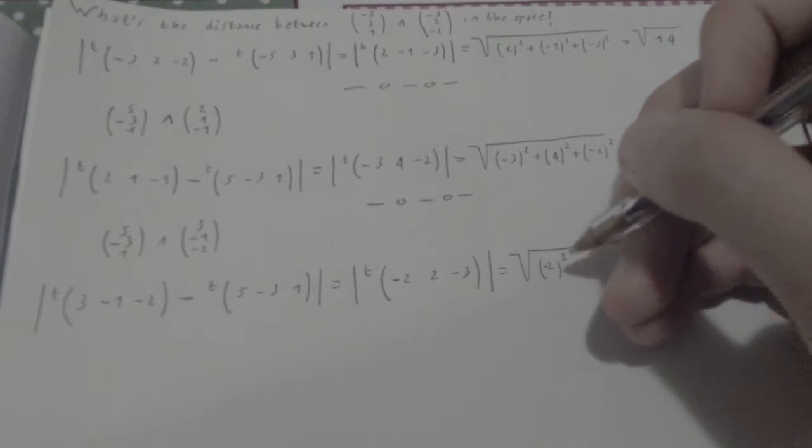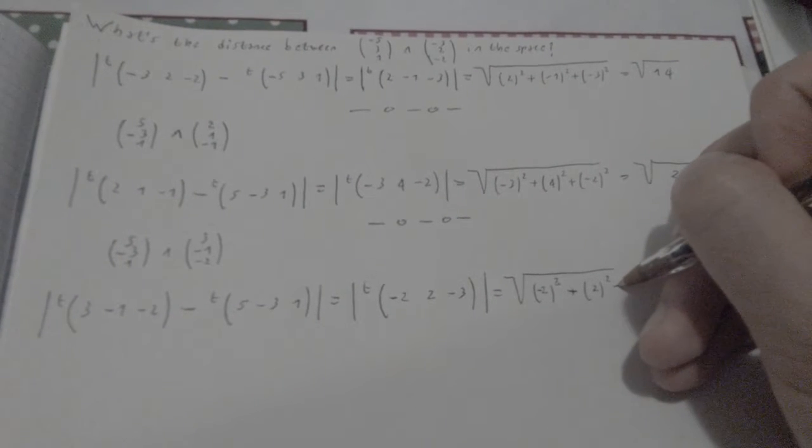Sorry, it wouldn't have made any difference, because we're going to take the square root, so even if I forgot the negative at the very front of it. Okay, plus 2 squared plus (-3) squared. And it's going to give us 4 plus 4 plus 9, so 17. Square root of 17.